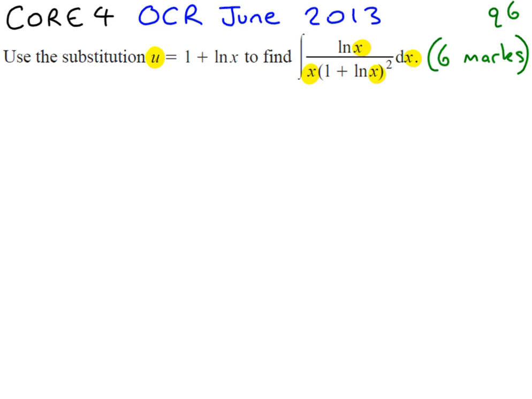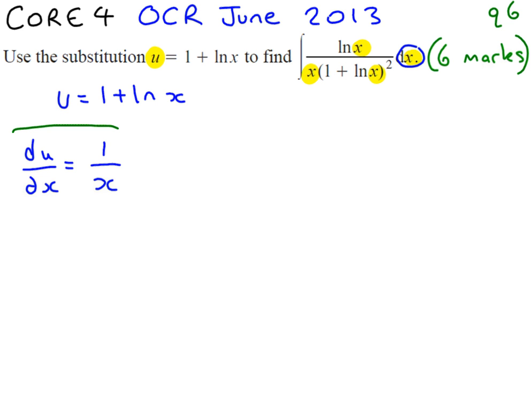So what we're doing now is we're thinking if u equals 1 plus ln x, we're definitely going to have to change the dx. So what you straight away have to think about is du by dx. So du by dx of 1 plus ln x is just 1 over x. And this is something that we're going to have to substitute in somehow.